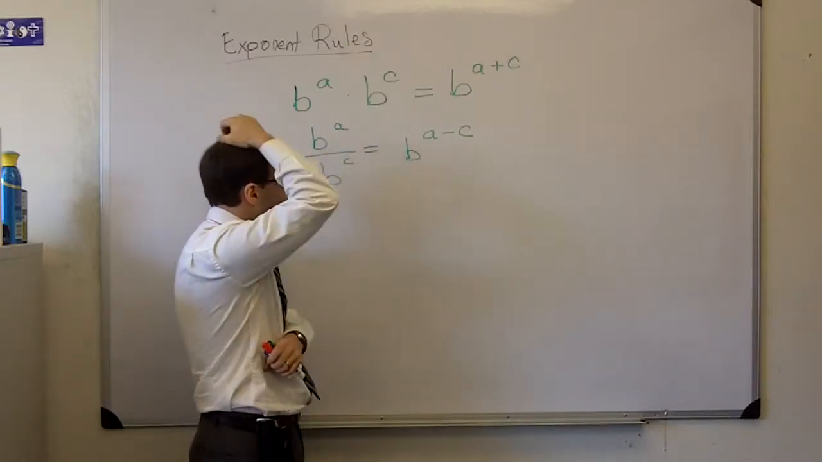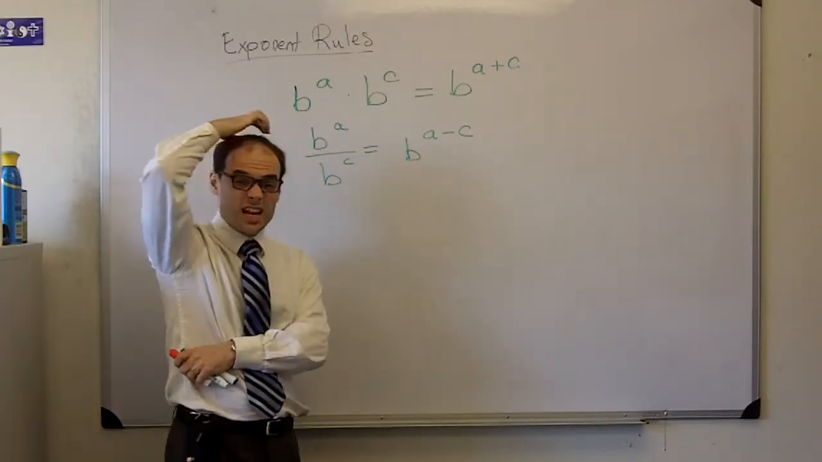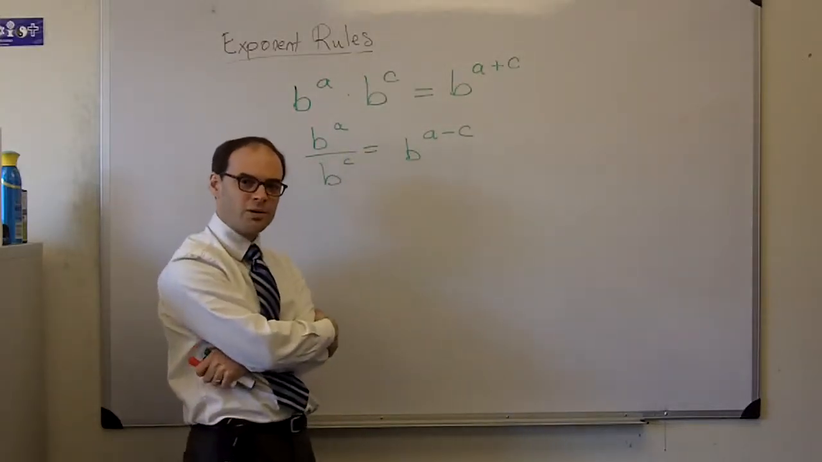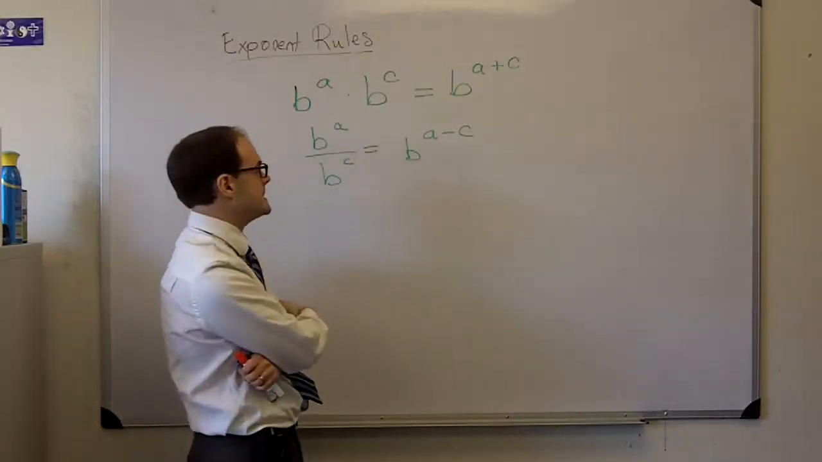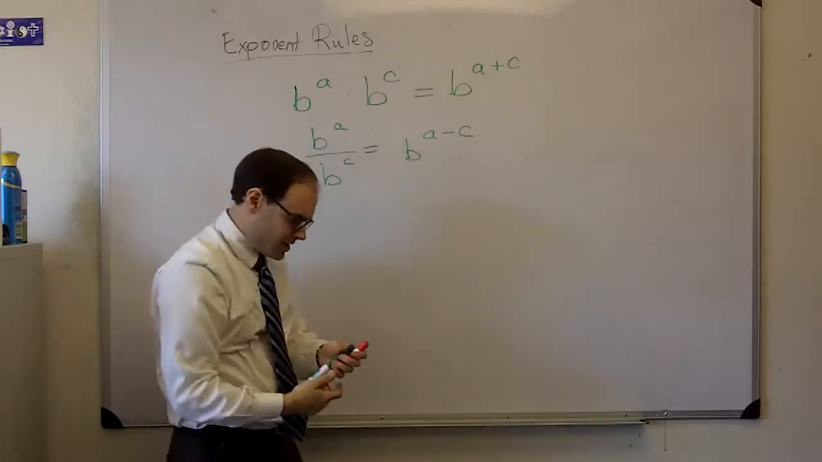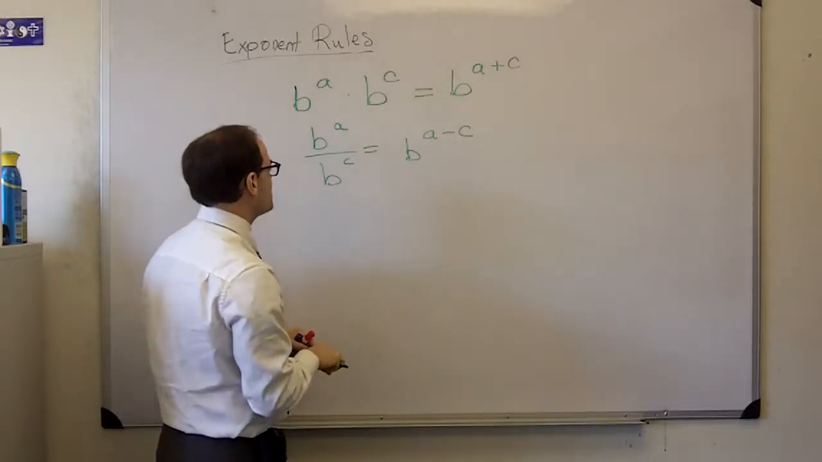But wait a minute here. What if I get A minus C negative? Then I'm going to have B to the negative. What does it mean to multiply a number by itself negative times? That's troublesome, isn't it? Well, except for the fact that maybe we do it like this.